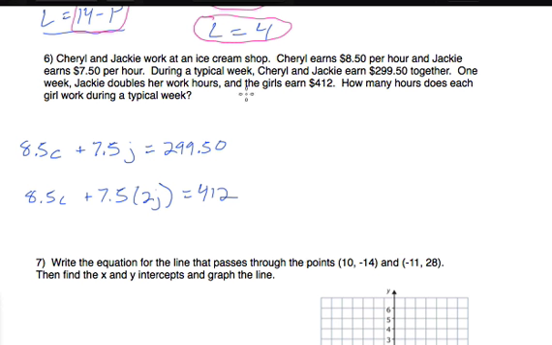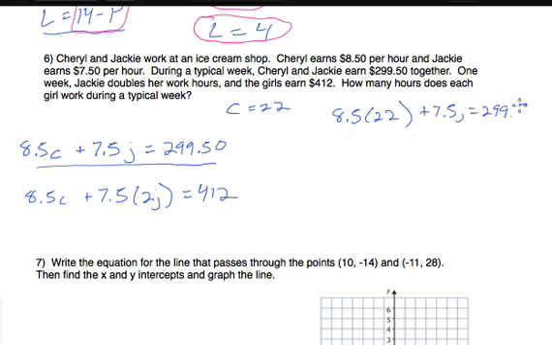And we know that C equals 22. So we're going to use this first equation and find out what J equals. So that's 8.5 times 22 plus 7.5J equals 299.5. 8.5 times 22 equals 187.